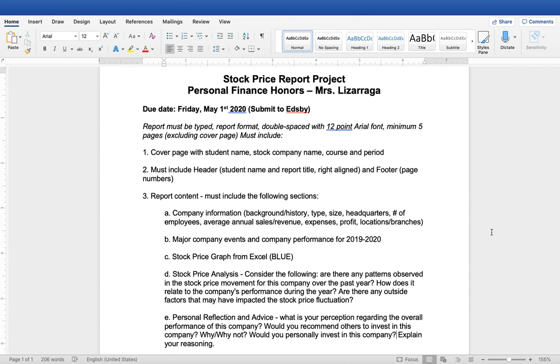Other than that, make sure that your report has been spell checked, that it looks professional, that it is neat, presentable, that it doesn't look like a draft. Make sure you include all the requirements listed in this handout, and submit it to ADSB by May 1st.